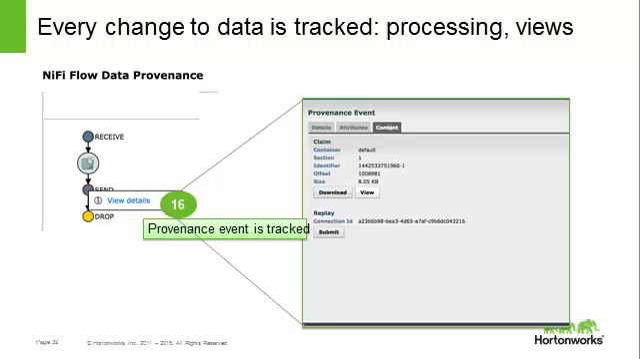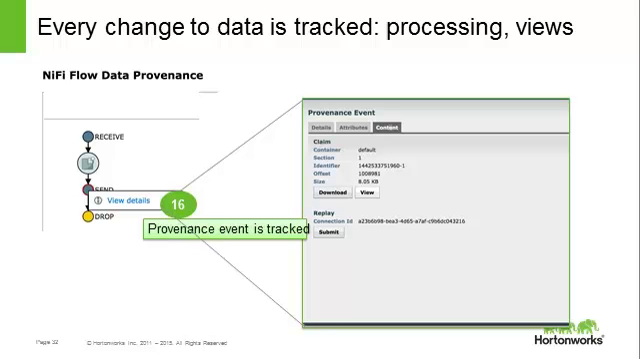So here's an example of looking at the details of one of those dots on the graph, if you will. Now keep in mind, we're looking at historical information, but this is historical information that could have literally just occurred. You could use this to essentially watch a data flow unfold, if you will. And so now here we're looking at the details of a specific provenance event.